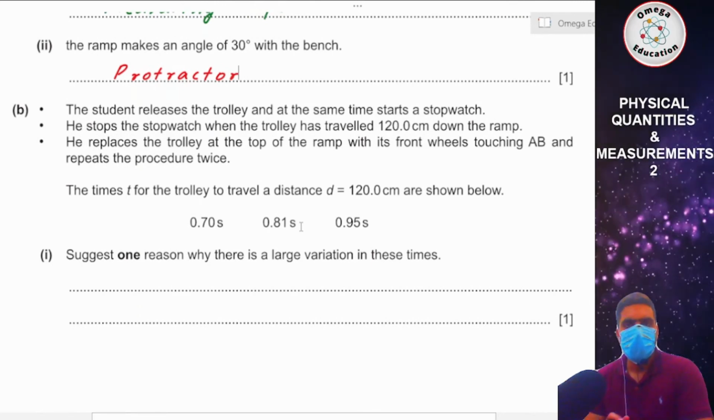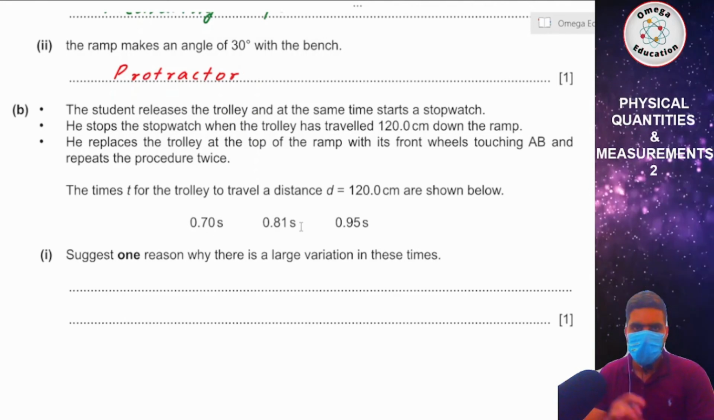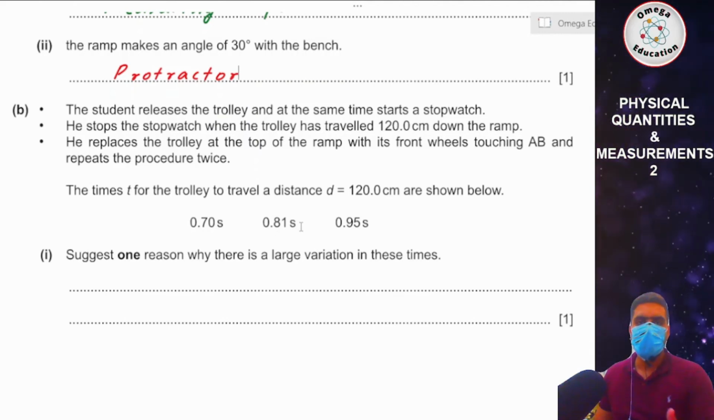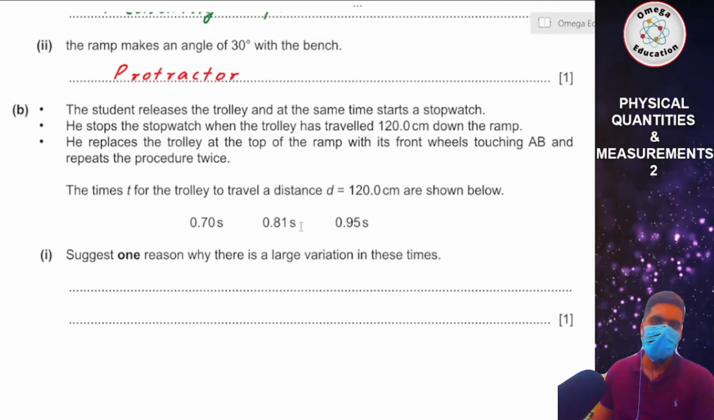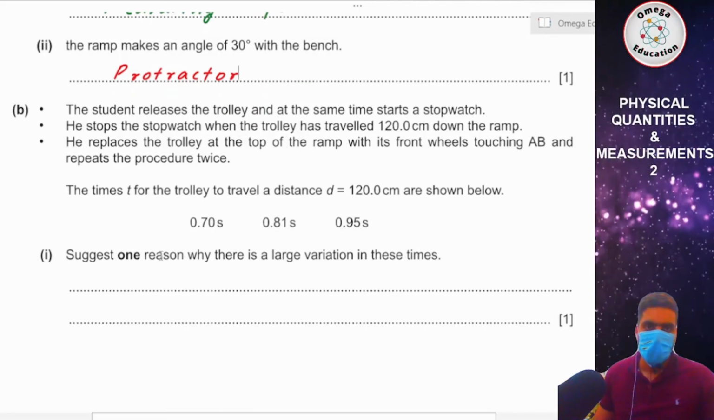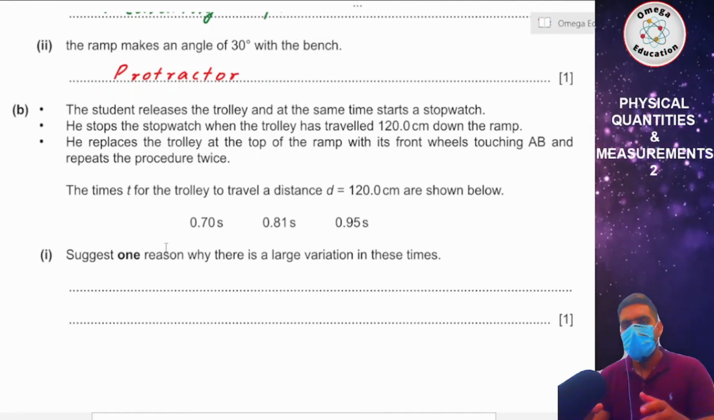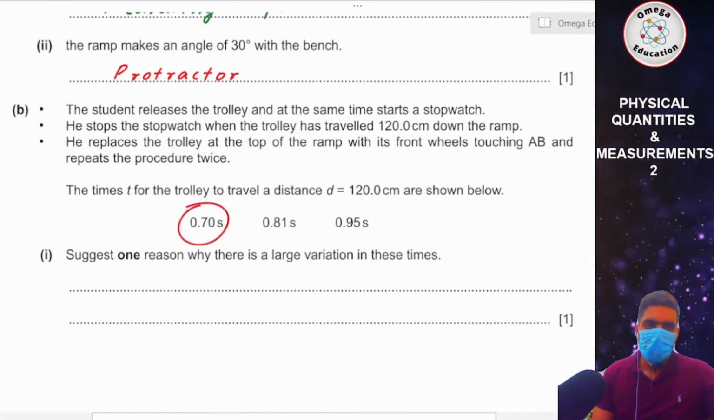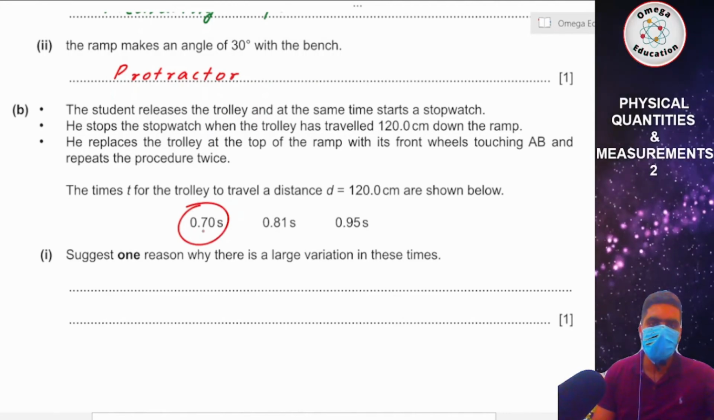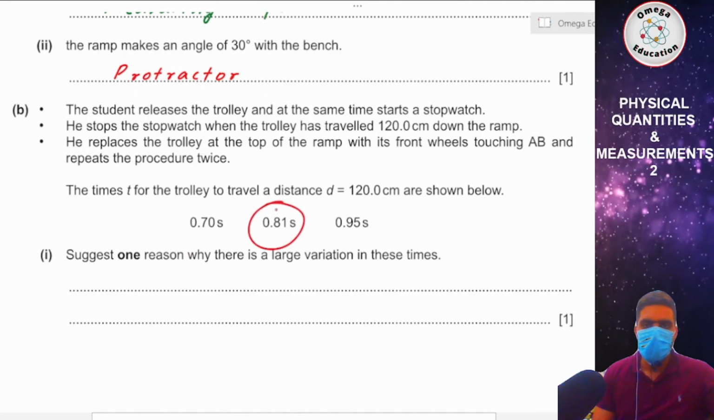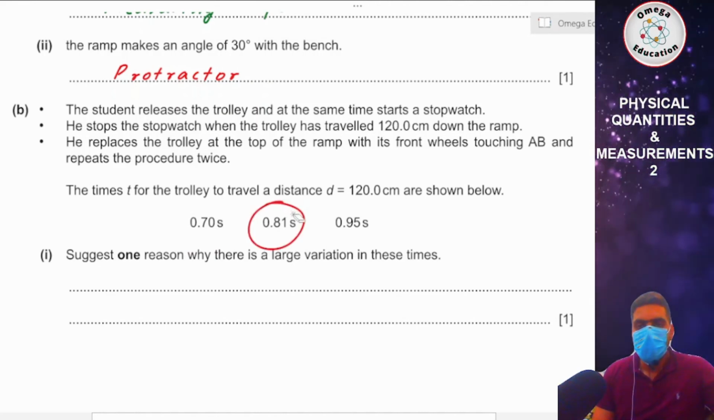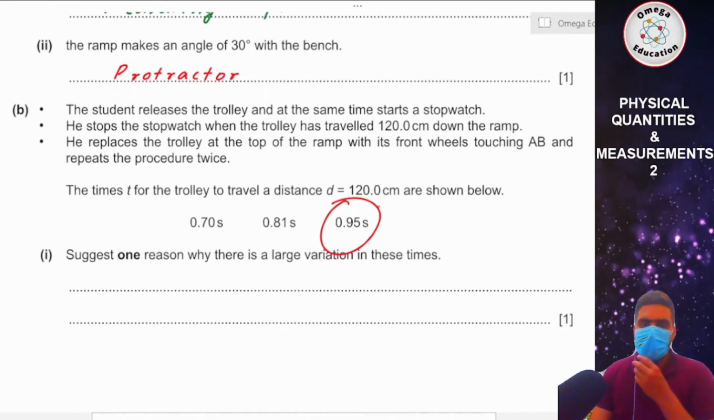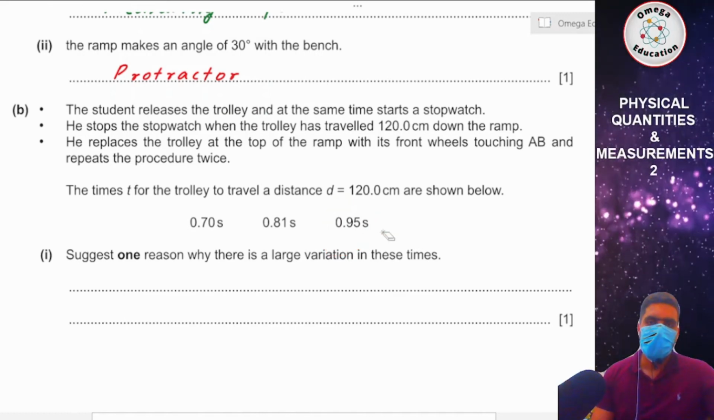The student releases a trolley and at the same time starts a stopwatch. He stops the stopwatch when the trolley has traveled 120 centimeters down the ramp. He replaces the trolley at the top of the ramp with its front wheels touching AB and repeats the procedure twice. So he does it the first time, and then repeats the same process 2 more times. The first time, the trolley completed a distance of 120 centimeters in 0.70 seconds. In the second attempt, it completed 120 centimeters in 0.81 seconds. And in the third attempt, the trolley covered 120 centimeters in 0.95 seconds.